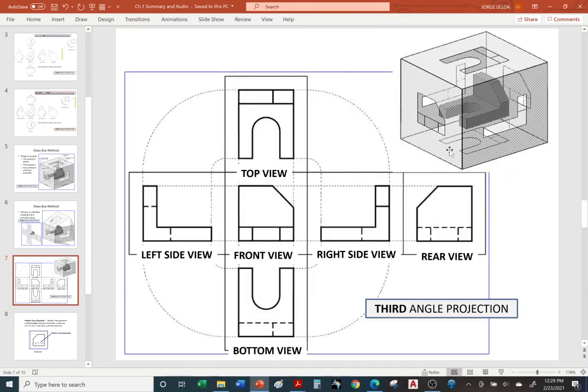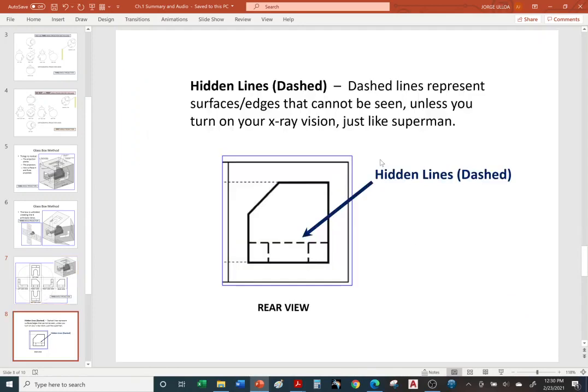If we go back, here's that edge I'm referring to, and the slot, or this partial slot. So if you're standing behind the glass box, again, you cannot see the edge nor the slot. That's what we're getting here. So imagine you turn on your X-ray vision and you're able to see through iron, through steel, right? And you would be able to see the edge and the slot. And we represent it with dashed lines. So these are hidden features that we cannot see, but we do know that they are there.